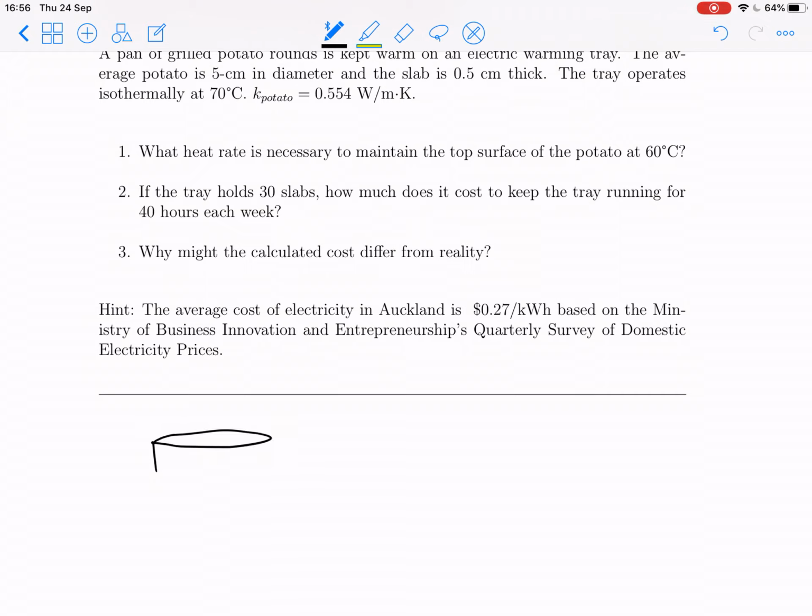These potato rounds are circular discs, and they have a height of 0.005 meters. We'll convert straight to meters because it's going to be useful. And the diameter is 5 centimeters, or 0.05 meters. The bottom surface is isothermal at 70 degrees centigrade, and the top surface is at 60 degrees centigrade.